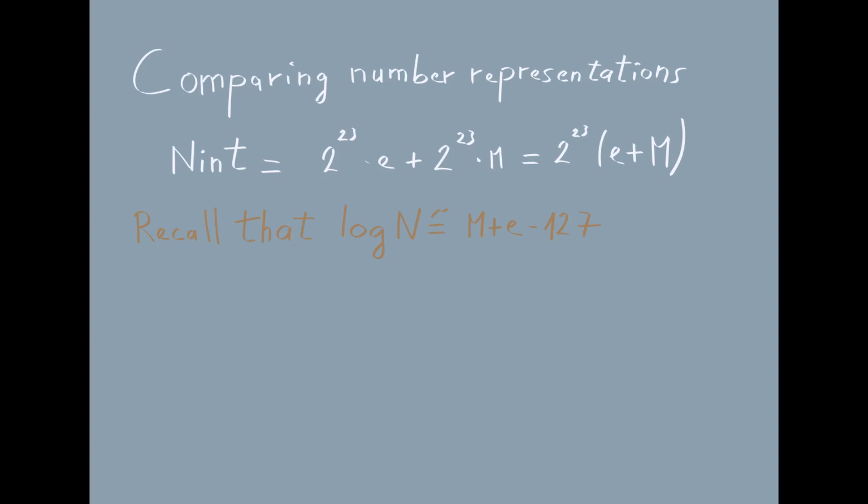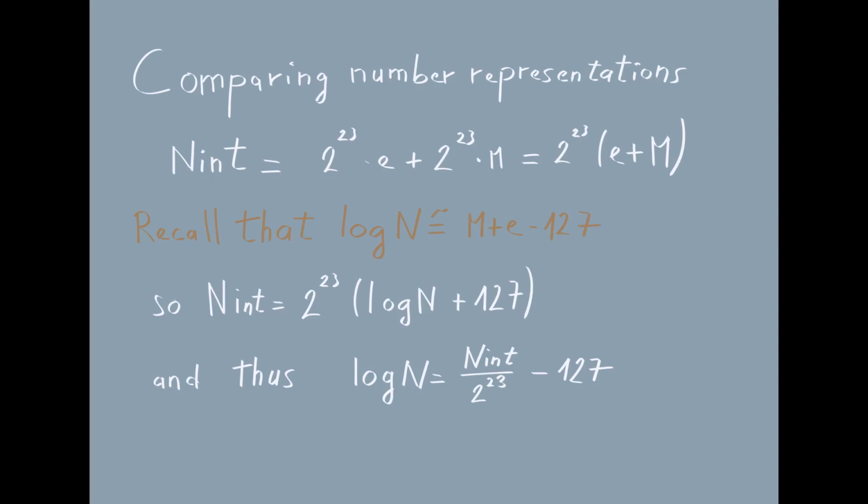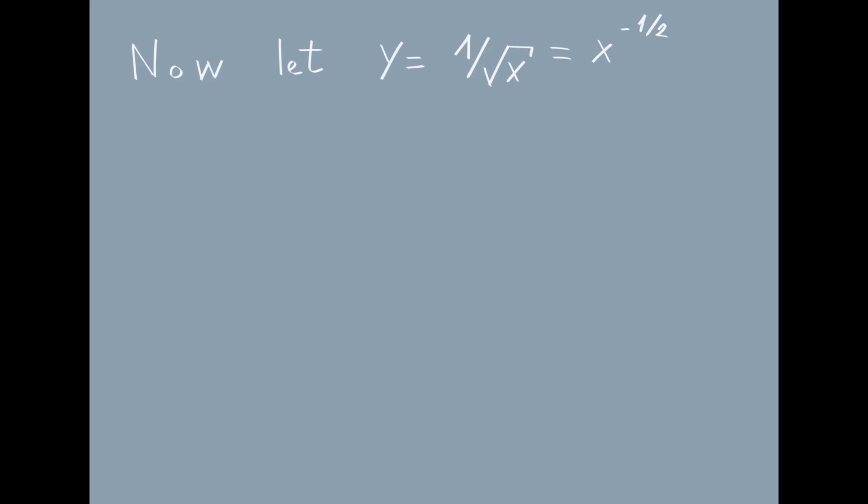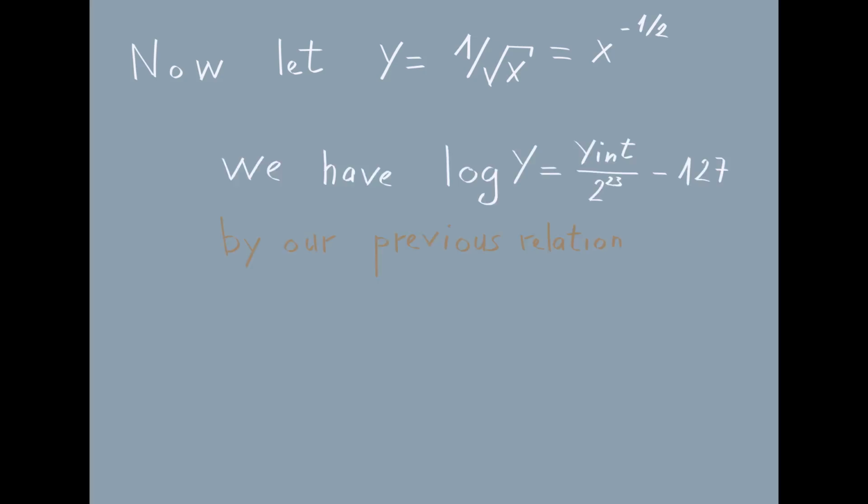But if we remember this important log relation from earlier, we obtain that the int representation of a number is related to the log of its float representation. Let's isolate the log as a representation of the int. This is the next important relation to remember. Now, if we come back to the inverse square root and take its log, we can express the log of the inverse square root as its int representation.